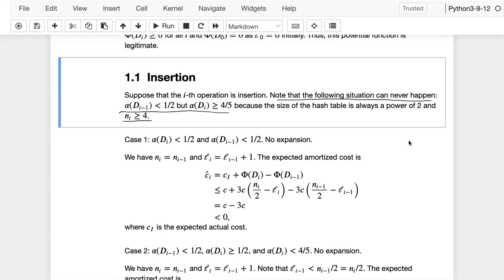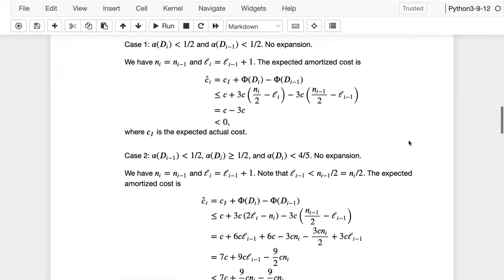So now the amortized analysis is actually a case study. We're going to look at different scenarios of the load factor before and after insertion, and also before and after deletion. So there are a number of cases that we need to look at. Let's look at the first case.